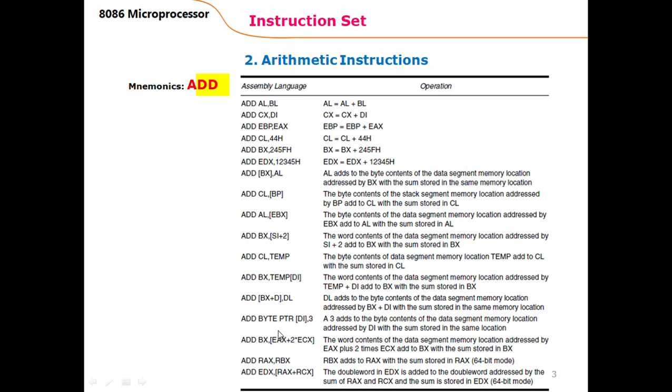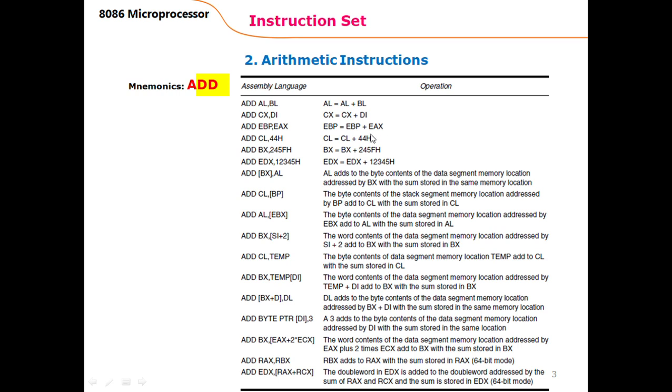Here are some assembly language instructions, and here is the explanation of the operation each instruction performs. For example, ADD AL, BL uses the register addressing mode, so AL plus BL is stored in AL. Another is a 16-bit mode where the 16-bit content in the DI is added with the 16-bit content of the CX register, and the result is stored back into the CX. ADD EBP, EAX: obviously these registers are not available in the 8086 microprocessor, but they are available in the later, higher microprocessors.